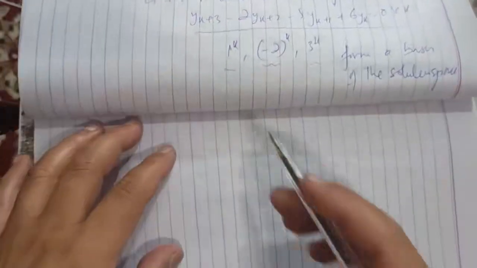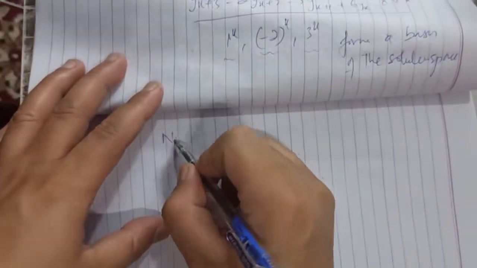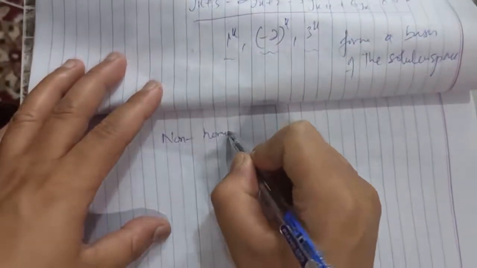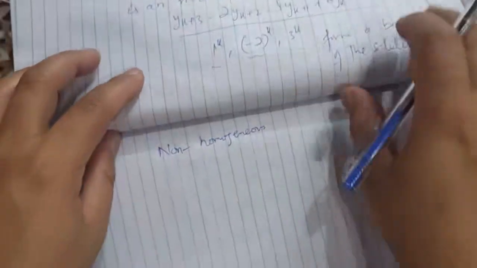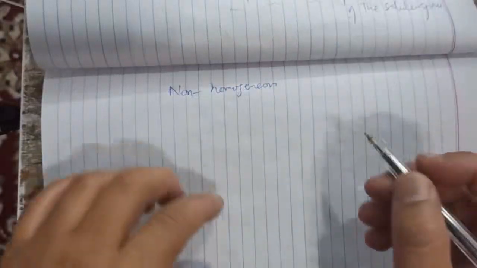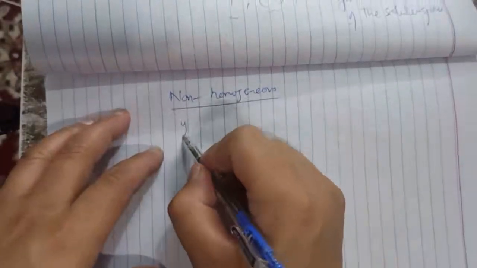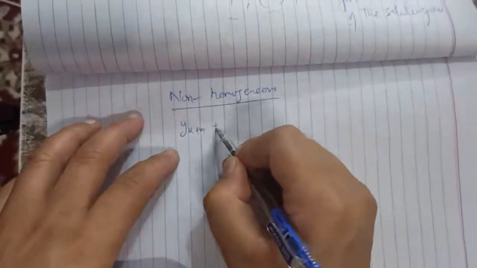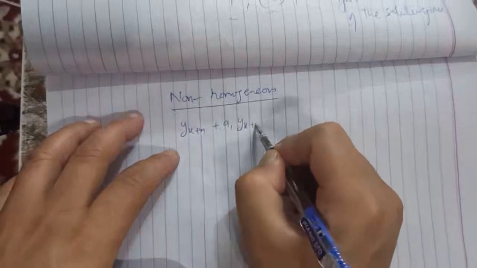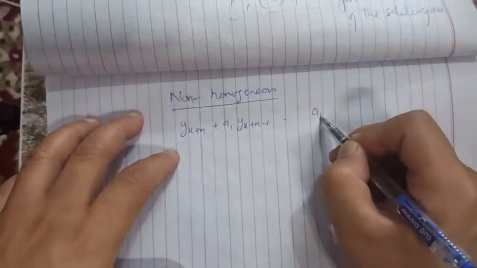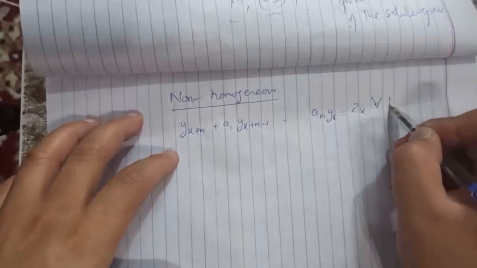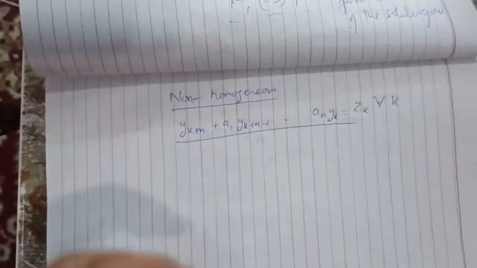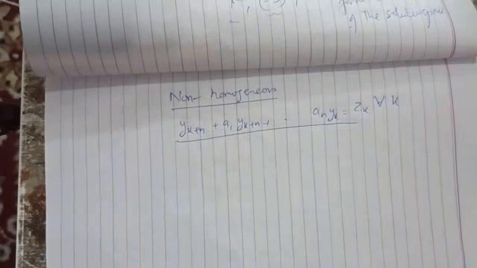Similarly, we can look at the non-homogeneous part as well, in which we intend to have this kind of thing where y of k plus n plus a1 y of k plus n minus 1 up to a n y of k equals z of k, and it is for all k. That equation is as well.